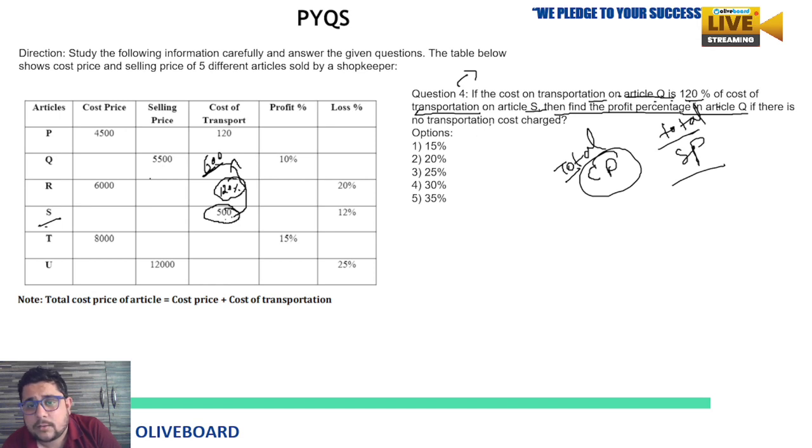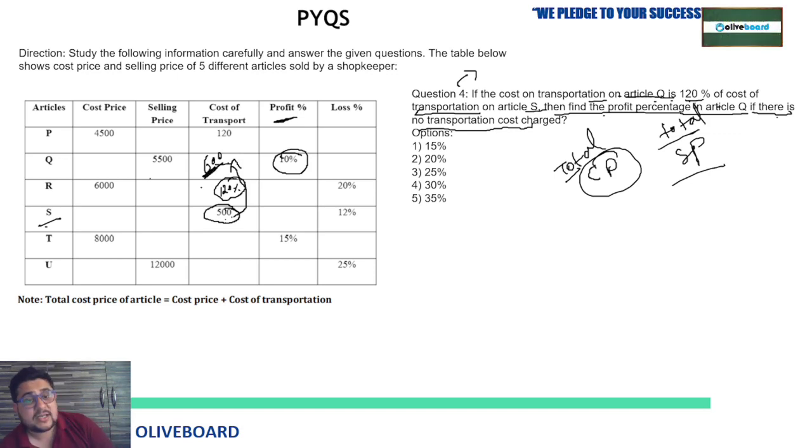So what we need to calculate is the profit percent in article Q if there is no transportation cost charged. Another condition: for Q, we know already 10% profit is there. You know cost of transport is 600. Then can you calculate the total cost price? Yes, that we can calculate.